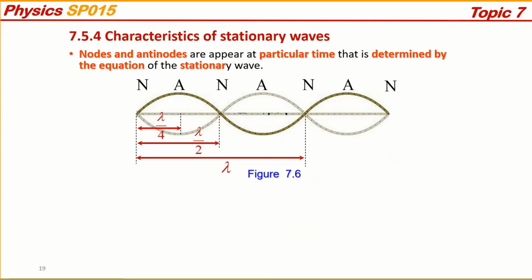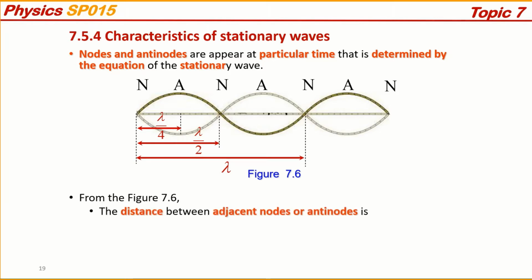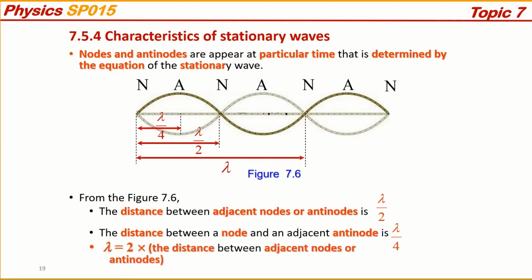Characteristic of stationary wave. Nodes and antinodes appear at particular times that are determined by the equation of the stationary wave, as in figure 7.6. The distance between adjacent nodes or antinodes is lambda over 2. The distance between a node and an adjacent antinode is lambda over 4. Therefore, lambda equals 2 times the distance between adjacent nodes or antinodes.